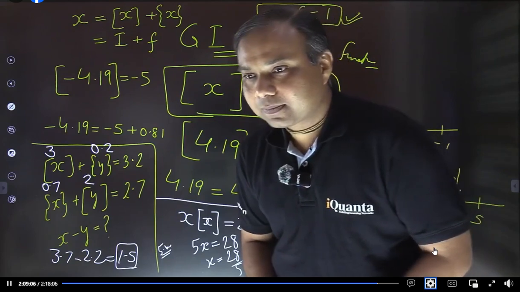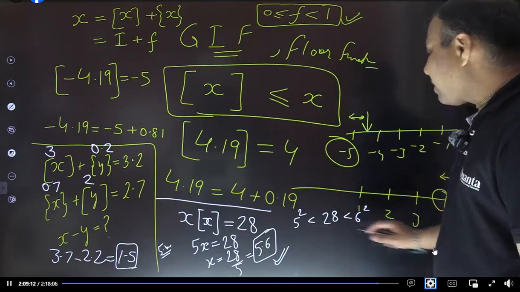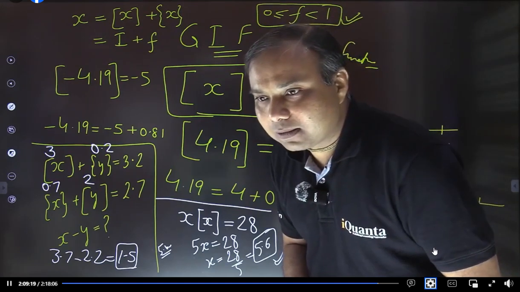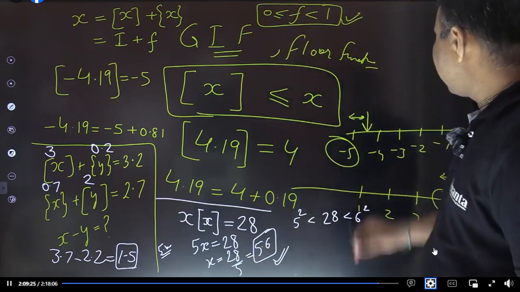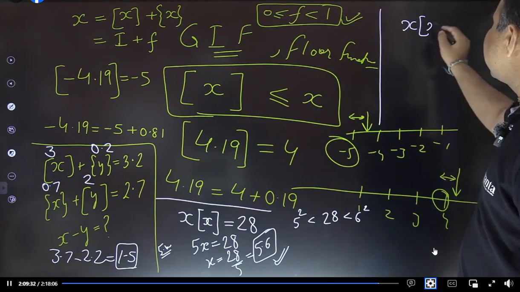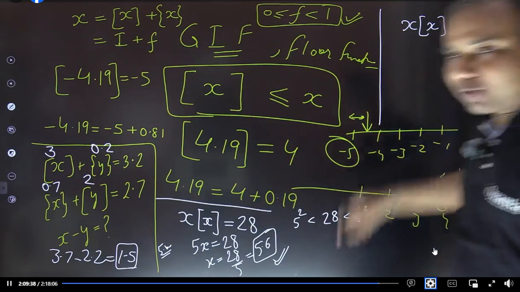Okay? Now tell me one more thing. I have assumed something here. Why did I say that x must lie between 5 and 6? Is there some other case possible? I need to give you another value. Try to answer this one. X into greatest integer of x equals 24. In place of 28, now I'm asking 24. Try to answer this one now.